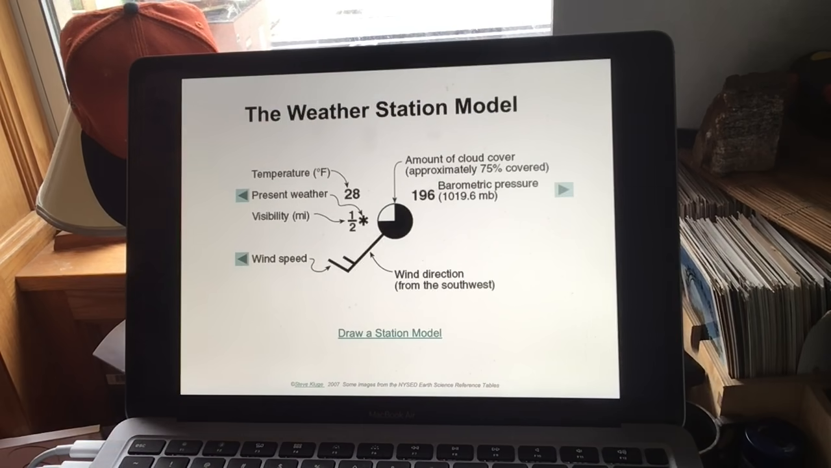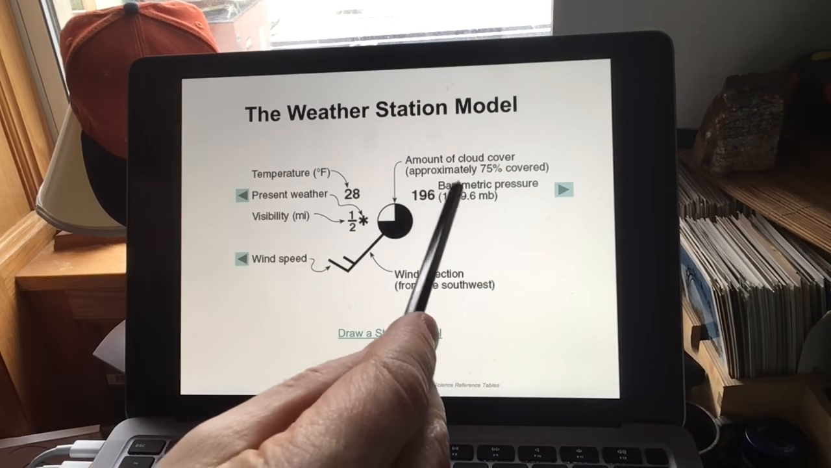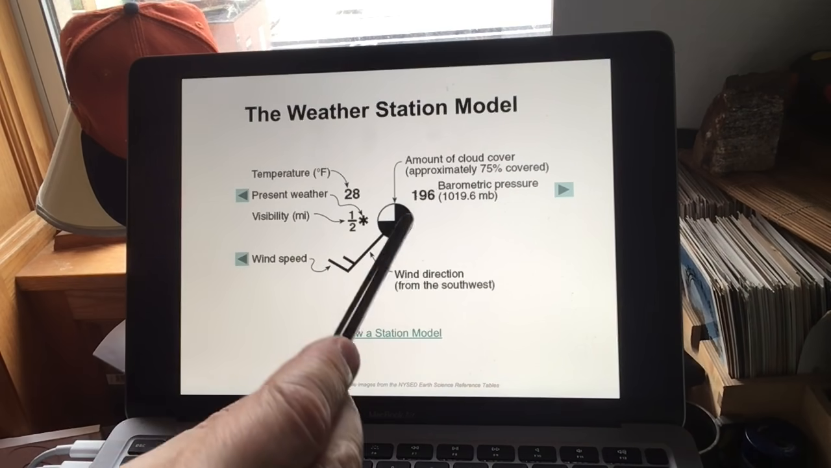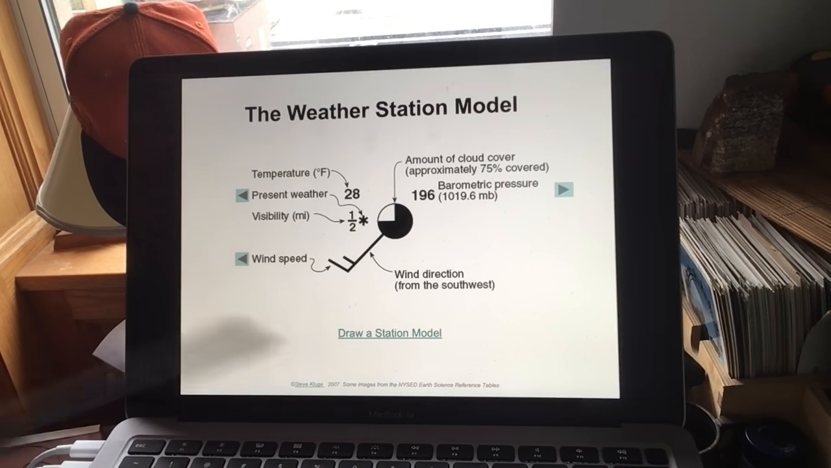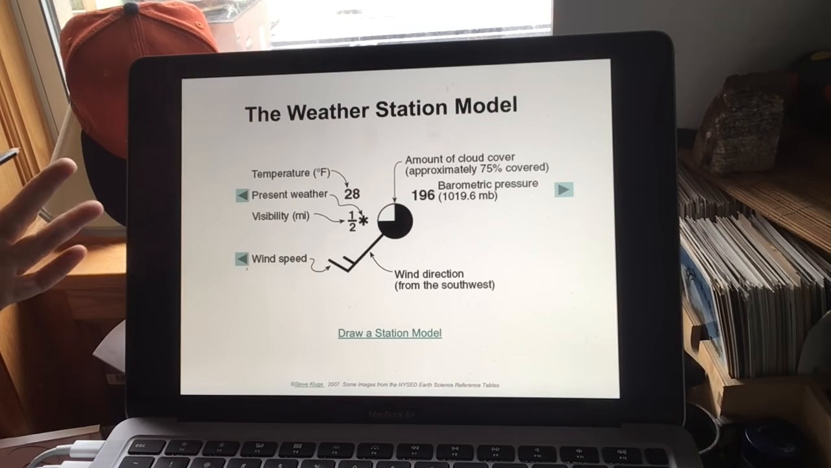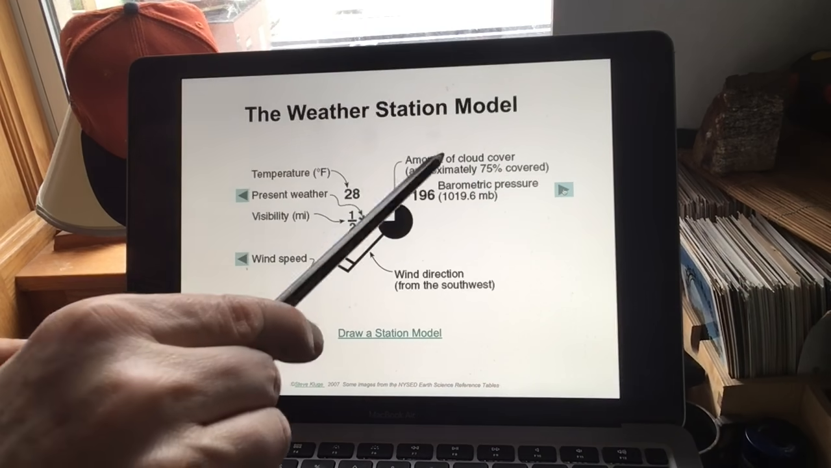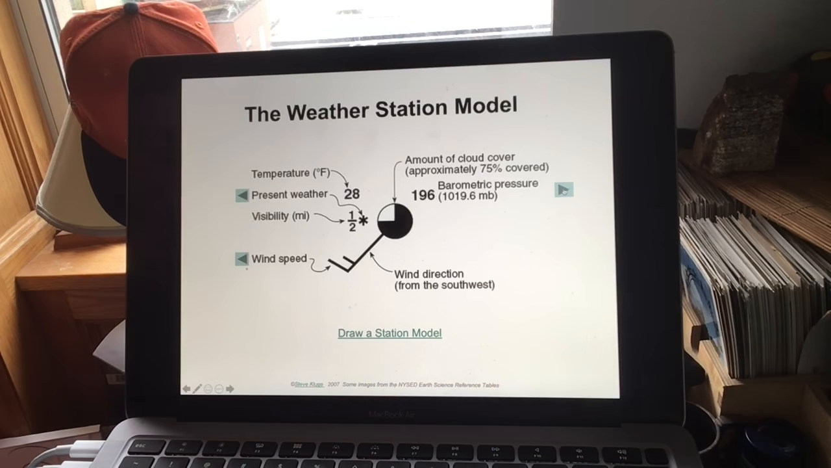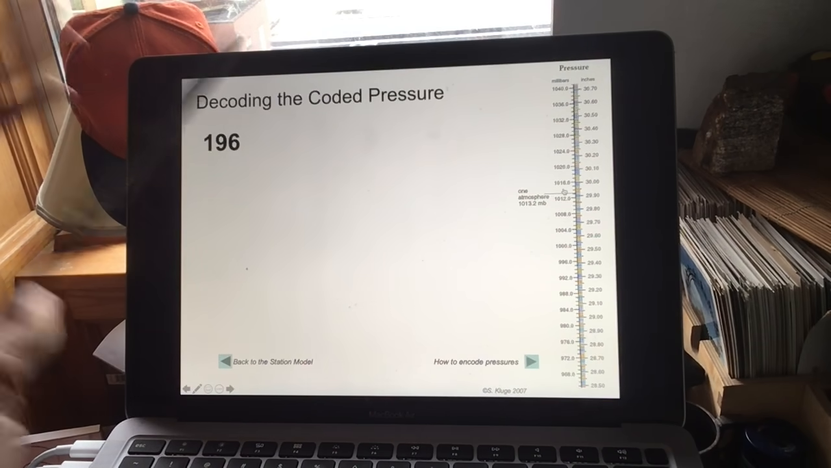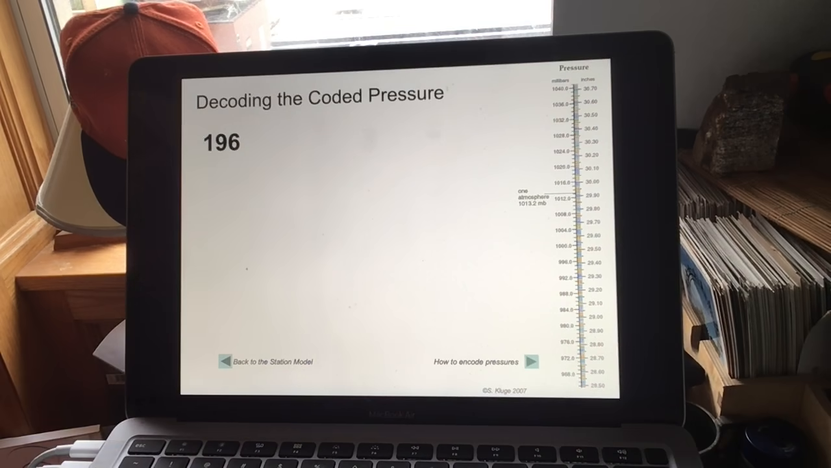Next, the barometric pressure. This is the most difficult part of the station model. In this case, the actual barometric pressure has been recorded at 1,019.6, but we don't write it like that. We write 196. Why? I don't know. But that's what happened in the history of station models. Somebody decided this was the better way to do it. So, how do we get to 196? Well, if you think about it, it's not that unclear. It's lurking right here in the 1,019.6. It's just simply the last 3 digits with the decimal point removed.